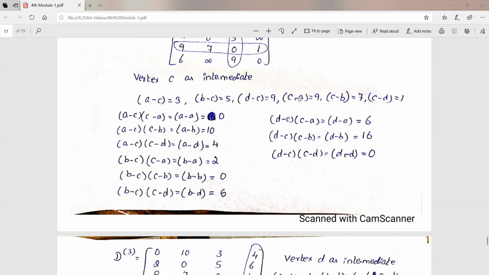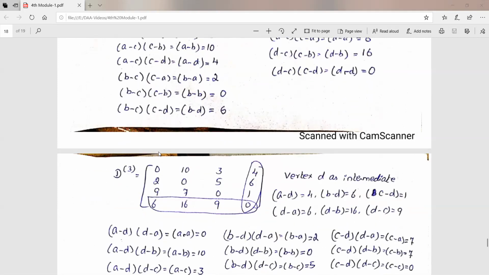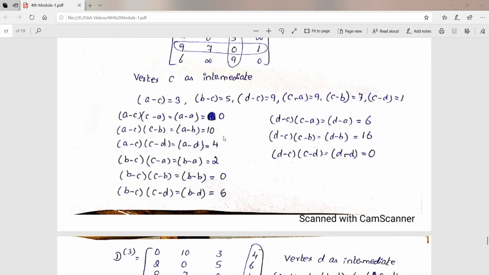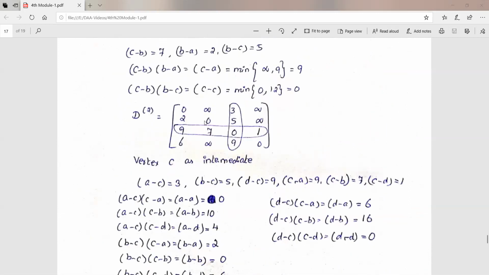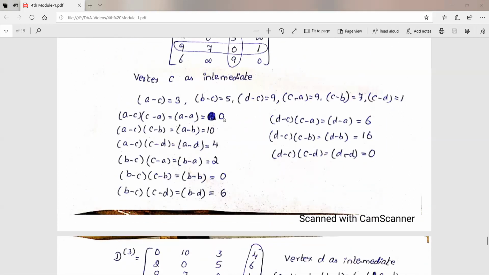So that time the A will become the intermediate vertex. But here we are considering the C as the intermediate vertex. So always the K value should be C. Okay, so now you update the values. So update the value here, that is 0, infinity, 3, infinity. So now we are having 0, 10, 3 and 4.